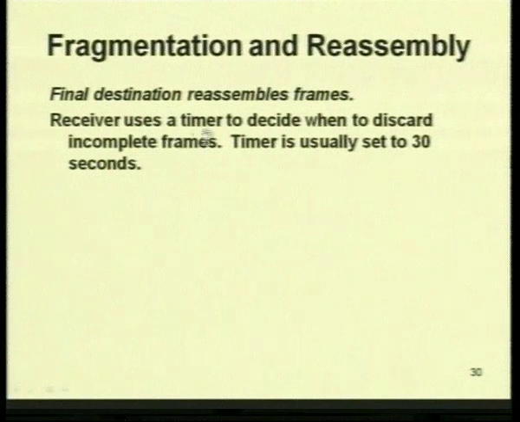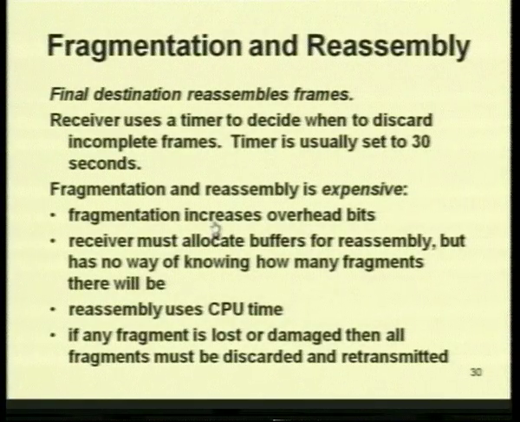The receiver normally uses a timer to decide when to discard incomplete fragments, because it is possible that due to some error a particular fragment does not arrive at all, in which case you will not be able to reassemble it. The timer is usually set to about 30 seconds. But remember that this fragmentation and reassembly is an expensive process. Fragmentation increases the overhead bits, and the receiver must allocate buffers for reassembly but has no way of knowing how many fragments there actually will be, and the reassembly also takes up some time. And if any fragment is lost or damaged, then all the fragments must be discarded and retransmitted.